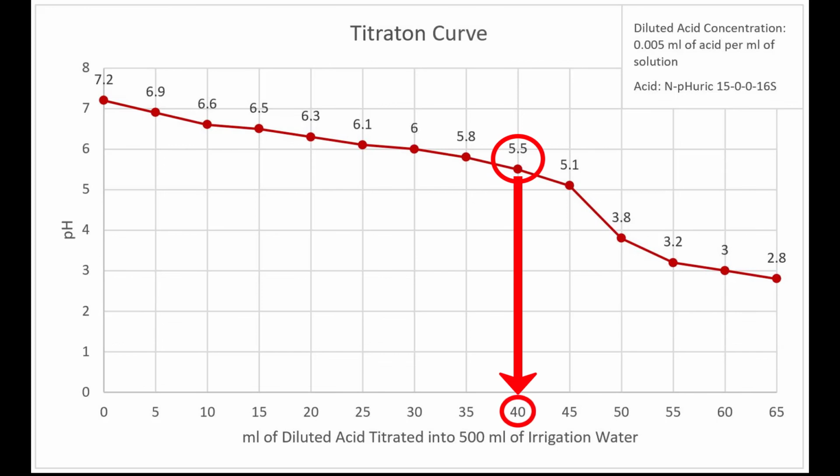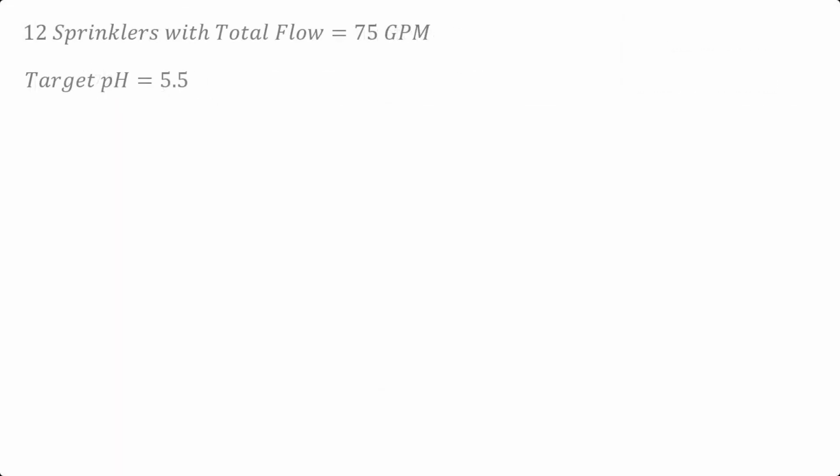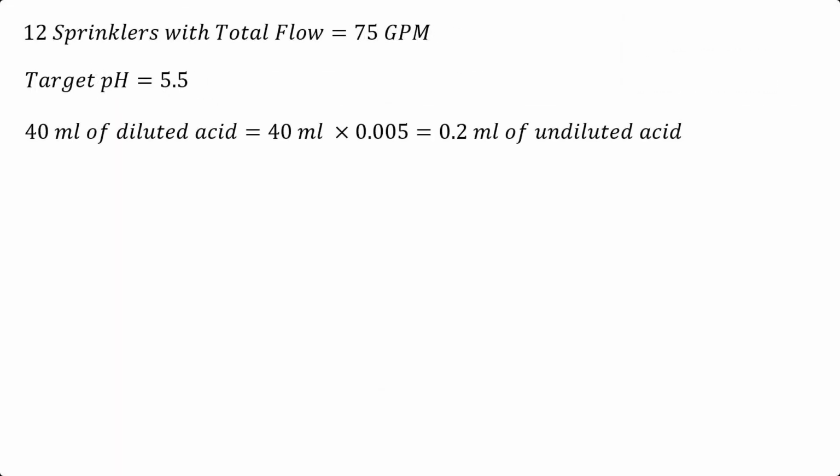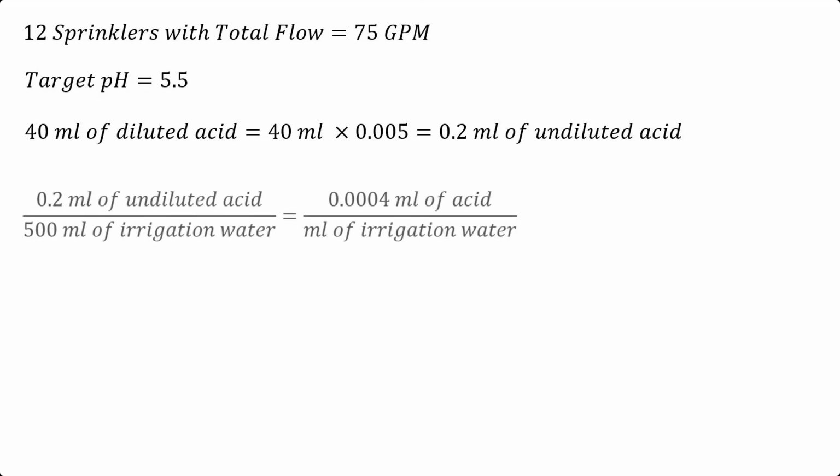And as you can see, it's 40 milliliters of diluted acid to achieve a pH of 5.5 out in the field. So using the 40 milliliters of diluted acid at a rate of 1 milliliter of acid per 200 milliliters of water, that gives us an undiluted acid concentration of 0.2 milliliters in our 500 milliliters of irrigation water. So that means that we have a very small amount of acid per milliliter of water here of 0.004, which is why we did the two-step dilution.